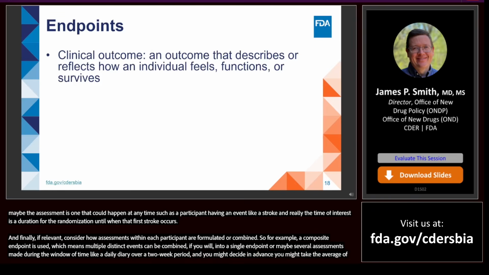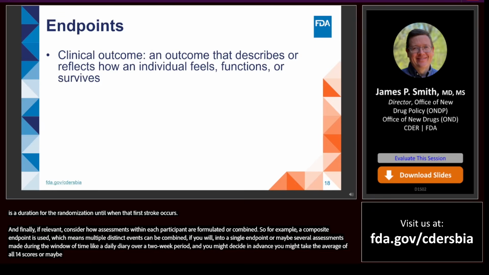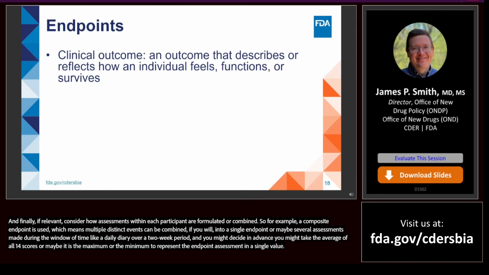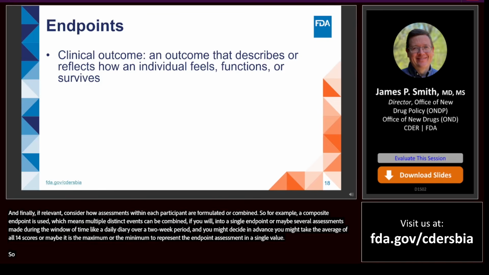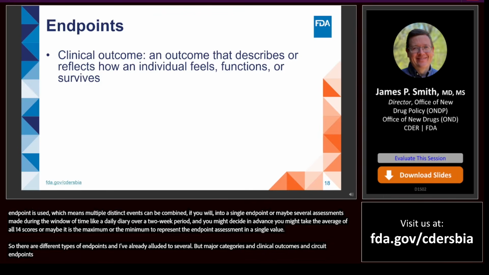So there are different types of endpoints, and I've already alluded to several, but a couple major categories include clinical outcomes and surrogate endpoints. A clinical outcome is an outcome that describes or reflects how an individual feels, functions, or survives. That is, it directly represents the clinical state of an individual.